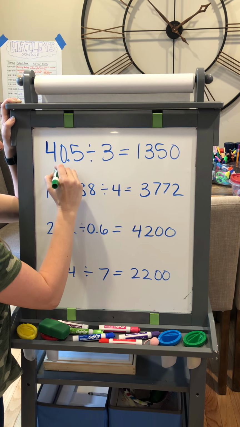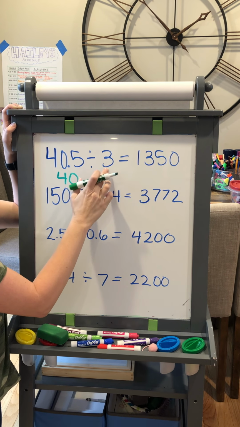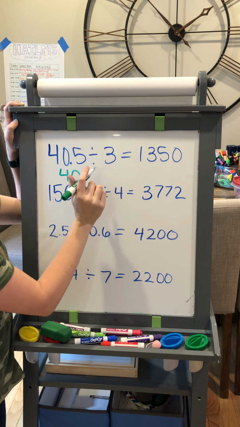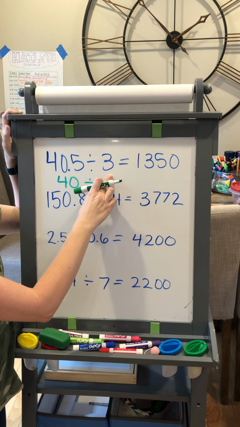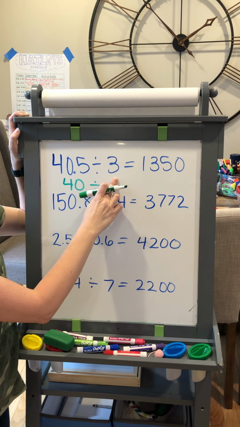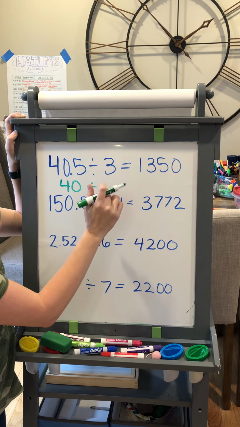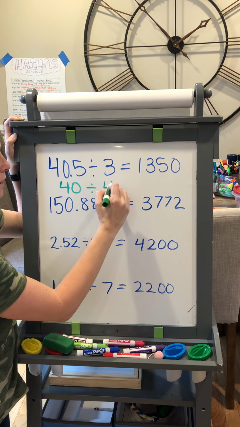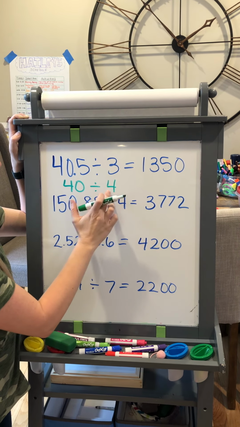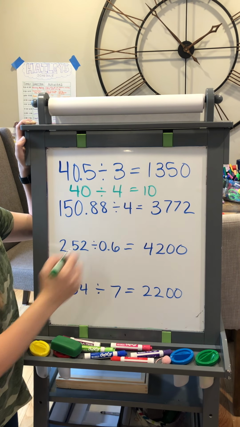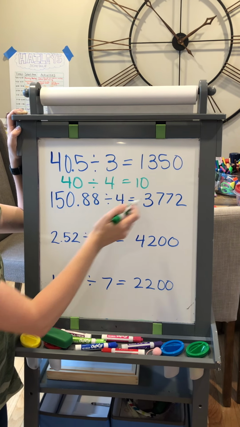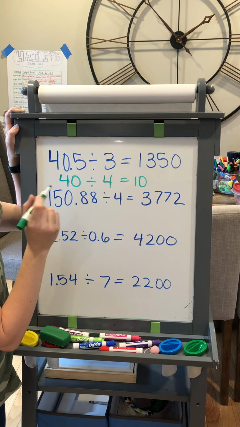So for this one, I'm going to keep this at 40. And I'm looking at my second number here, 3. I don't know what 40 divided by 3 is. That's not a fact that I know what it equals. However, if I move the 3 up to a 4, I know that 40 divided by 4 equals 10. And 4 is very close to 3, so this is good. This is a close but easier number, which tells me here that my answer should be close to 10.